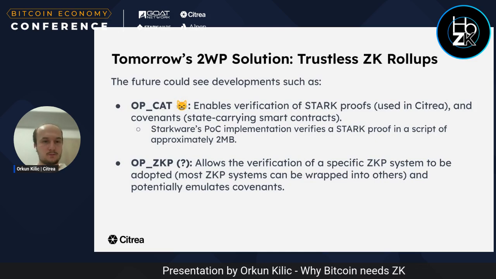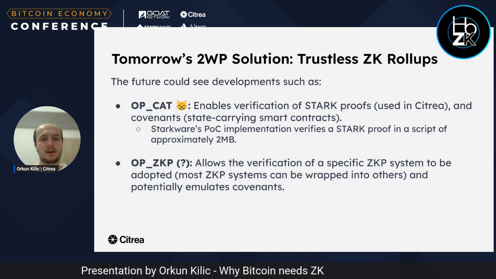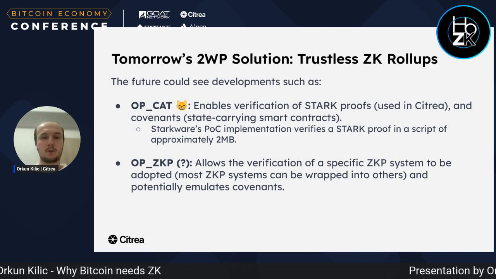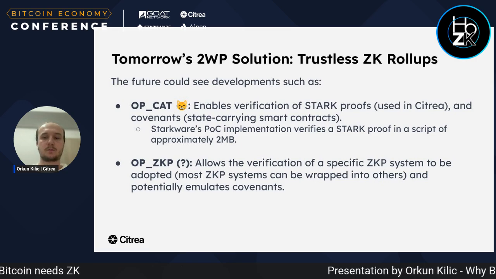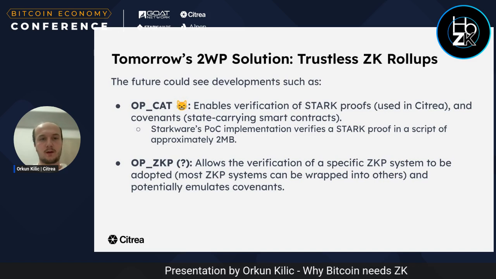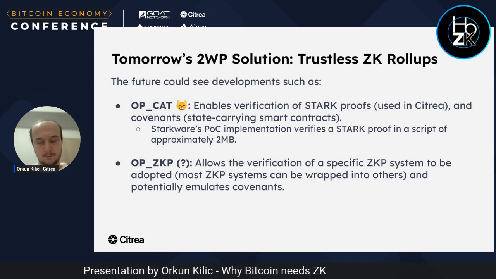So in the future, again, like the last panel, if we had OP_CAT or OP_ZKP, another hypothetical opcode, then we could actually build these ZK verifiers in a trustless manner, so that we don't have the one-of-n trust assumption.